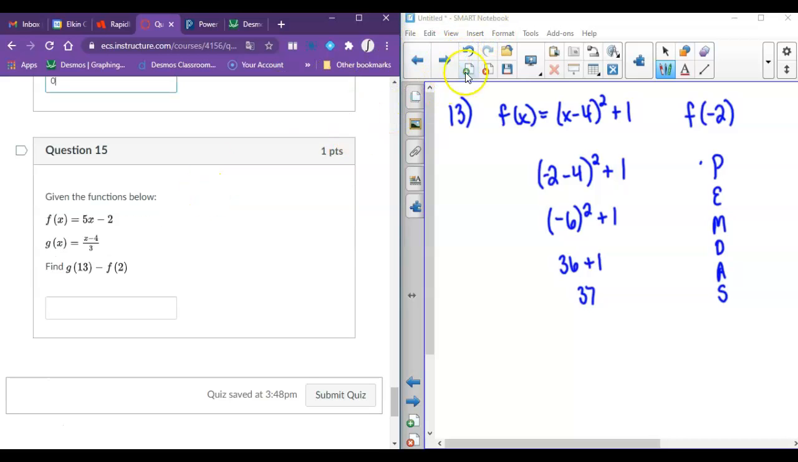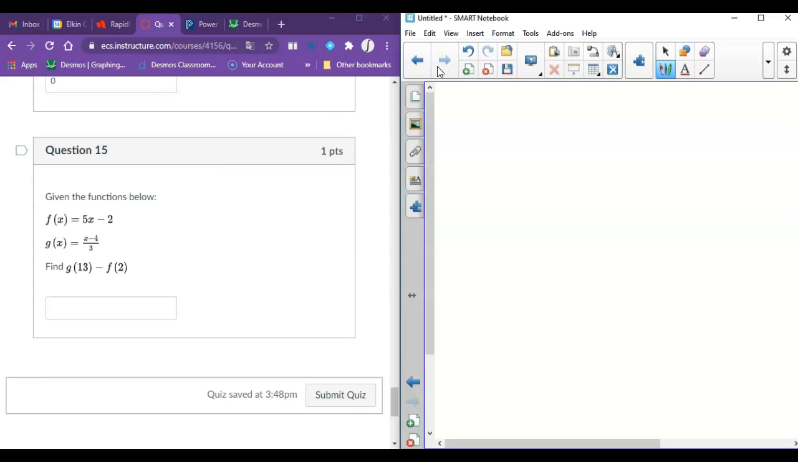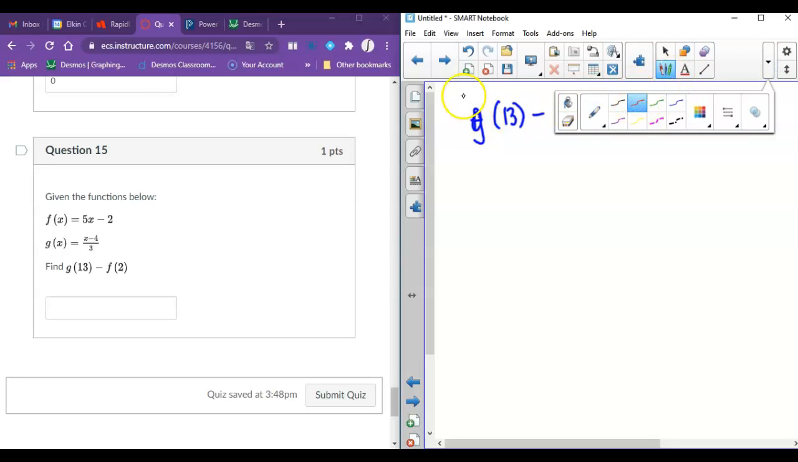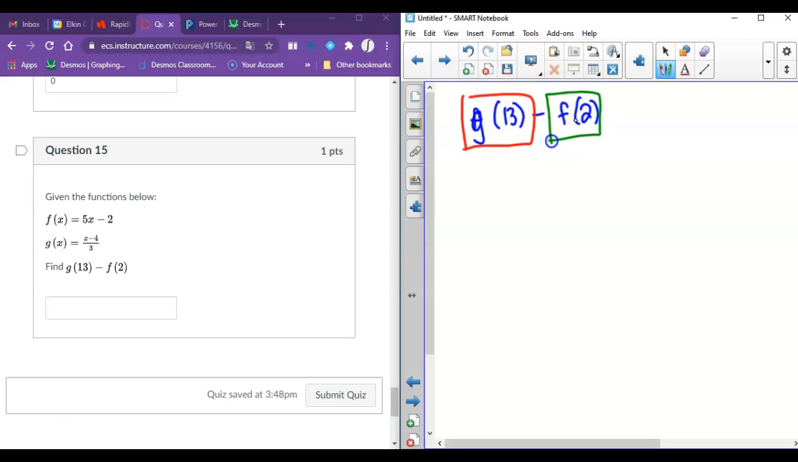So that means 15 is our last problem that we're going to do here. And so this is another function problem. And it asks us for g of 13 minus f of 2. So what we've got to do here is find g of 13 and find f of 2 and subtract those two values. So when we find g of 13, we're plugging 13 into that g function. So it's going to be 13 minus 4, divided by 3.